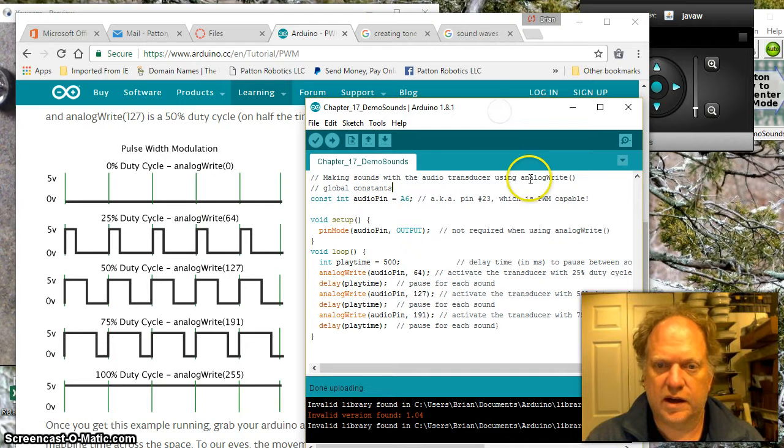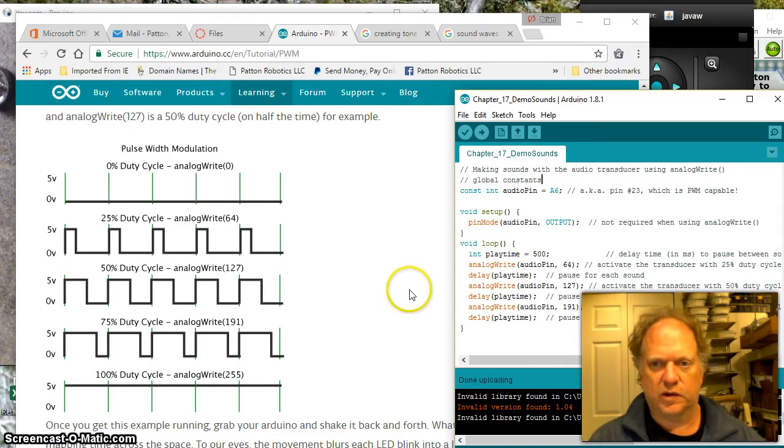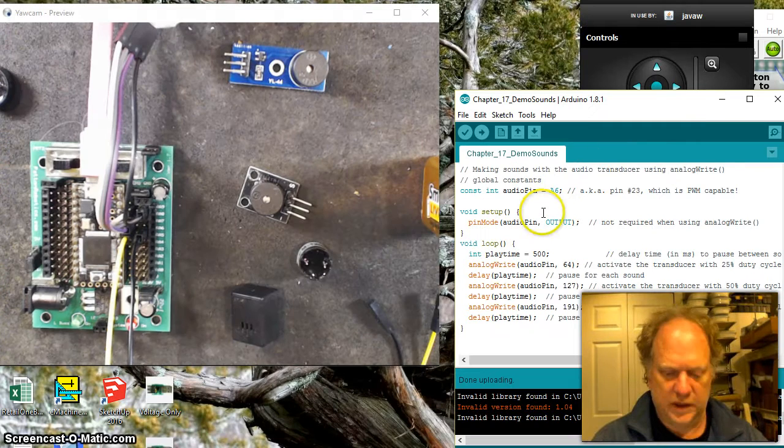Here we actually have a piece of code written by Chris that does exactly this pattern here. We have a 64, a 127, a 90, and a 191, and we're running it in a loop. Okay, so this is analog write. So if I plug in a transducer, which I'm going to right now, this is actually already running. You'll hear some change, but you really won't hear any changes in pitch.